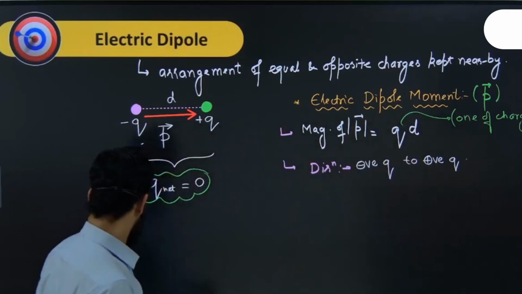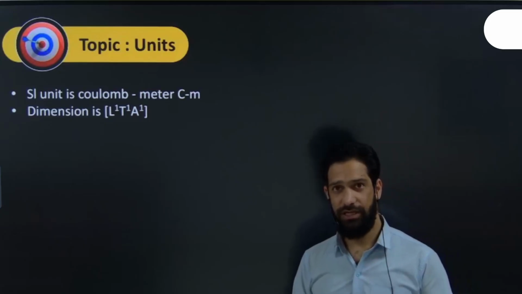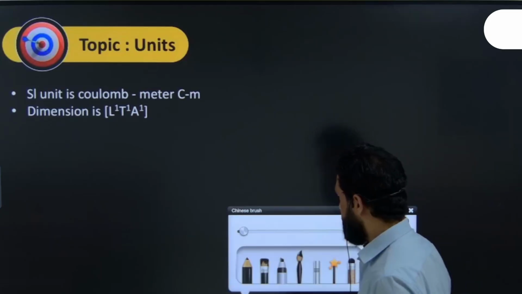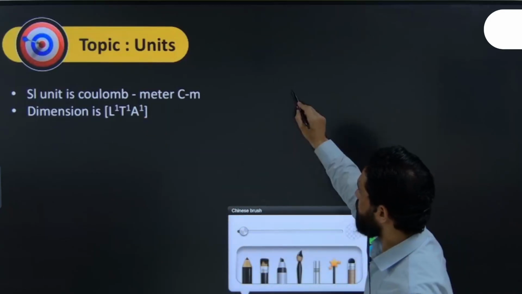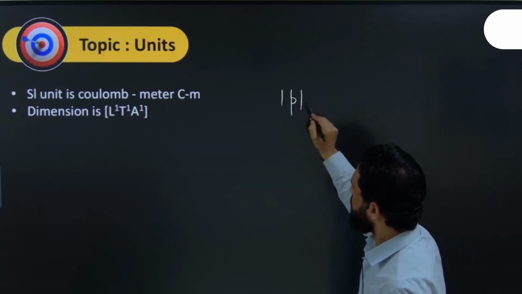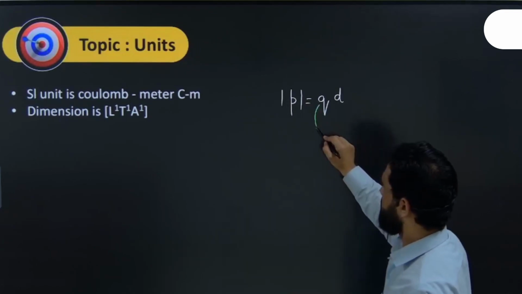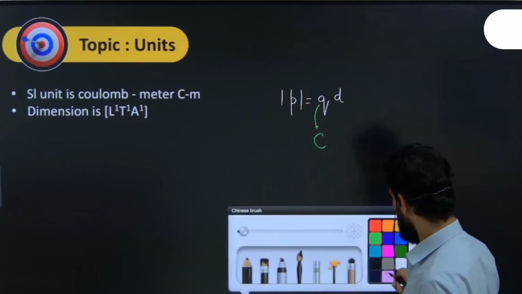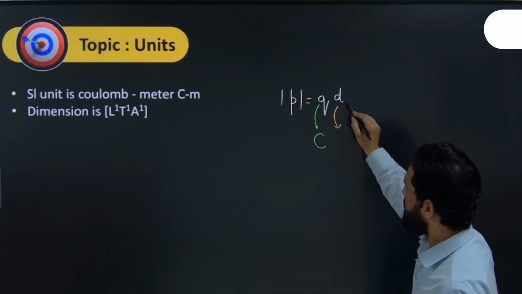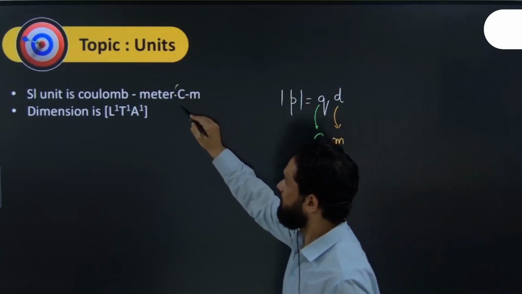Now let's see some more things about the dipole moment. First of all, what is the SI unit? Since it's a vector quantity, what is the SI unit? The SI unit of dipole moment is coulomb meter. Why is it so? Because as I said, the magnitude of dipole moment is charge into distance. The SI unit of charge is coulombs, remember, it is capital C. And the SI unit of distance is meters. So it becomes coulomb meter.